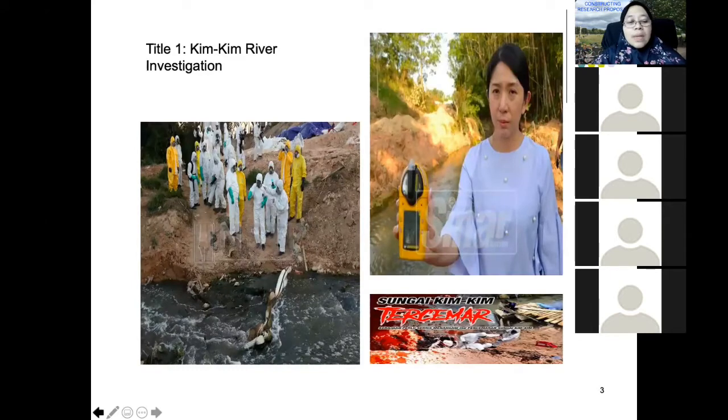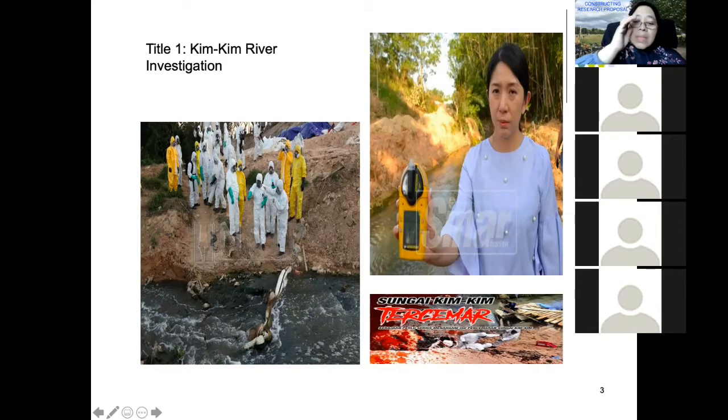Right. Of course, these are just some examples. This is a real life example that happened in 2019. The issue of Sungai Kim Kim contamination. It is believed that it is due to somebody throwing chemicals. It was later identified to be an acrylamide-related compound, and it was a big issue.